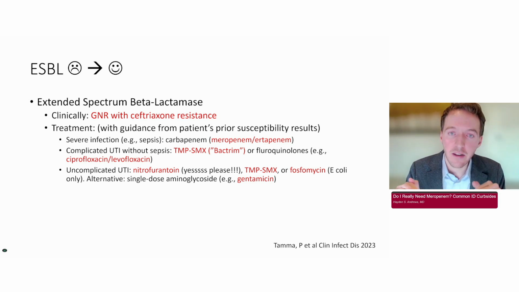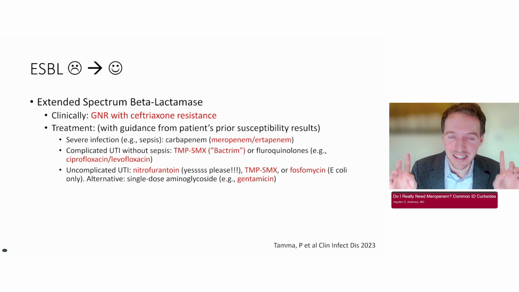So if something is identified as an ESBL and their prior history, and someone's sick in front of you with sepsis, so they have a severe infection, you actually really do have to use a carbapenem. Even cefepime, piperacillin tazobactam, even if it says susceptible, we've had data showing that they have worse outcomes. So these patients do need to be on meropenem or ertapenem.